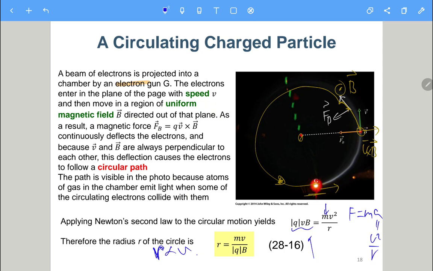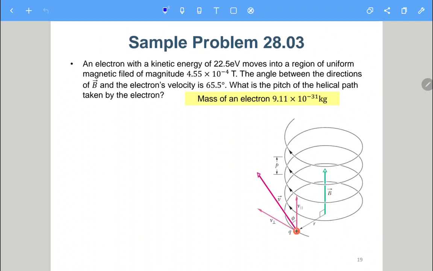Okay, so this is simple, I think. Let's take a look at a sample problem. It says, an electron with a kinetic energy of 22.5 eV moves into a region of a uniform magnetic field. This magnetic field is pointing upward. The angle between the direction of B and the electron's velocity is 65.5 degrees, so they are not perpendicular to each other. What is the pitch of the helix path taken by the electron?